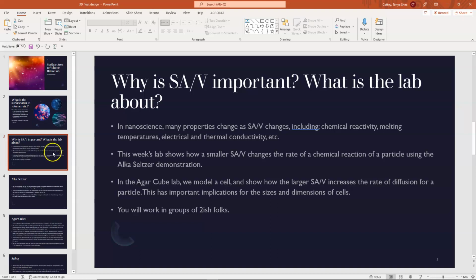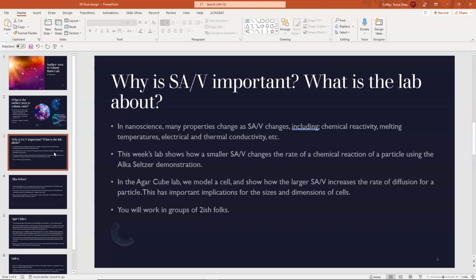Now, this week's lab is supposed to illustrate the importance of surface area to volume ratio by examining the rates of chemical reactions for smaller particles as opposed to larger particles. And of course the smaller particles should have a much larger surface area to volume ratio. The first demonstration of this is the Alka-Seltzer demonstration, where you compare how fast the Alka-Seltzer dissolves in solution when it's a whole Alka-Seltzer versus one in chunks versus a powder, and you time each one of those.